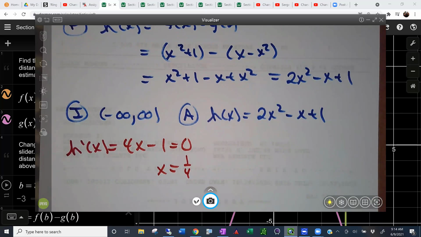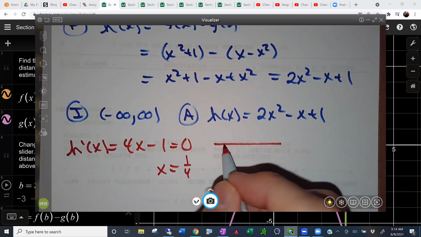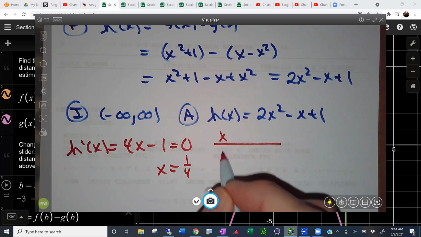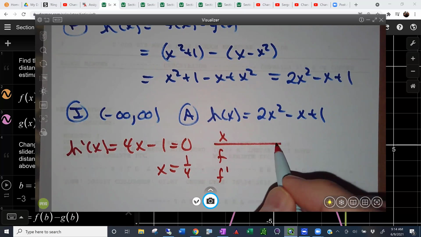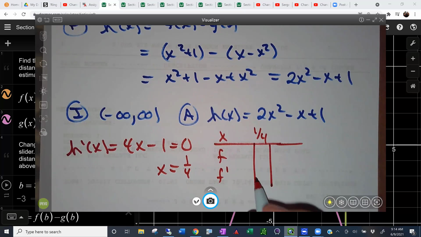One little detail that you have to be careful of sometimes, in fact, probably should do all the time, is that we need to make sure that this is actually a minimum. What if that point's a maximum? Could happen, right? So there's two ways you can decide whether or not this is a minimum point. One is the first derivative test, which looks like this. X, h, and h prime. And our point was 1/4. At 1/4, the function has a derivative of 0.